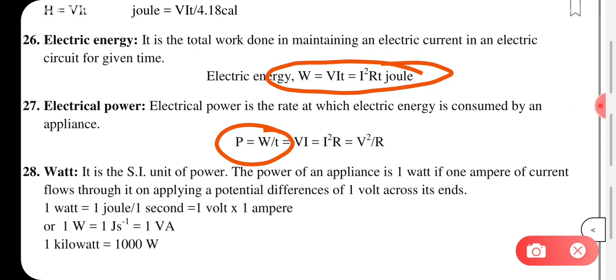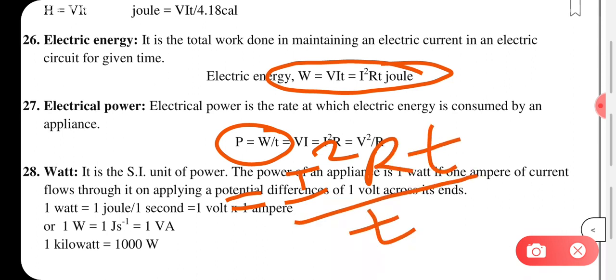So this work done can be here P, in place of W I can write that the work done is the amount of heat produced, so that is I square R T, fine. Now per unit time taken, so divide by T. So here this T and T get cancelled, it becomes I square R, fine.